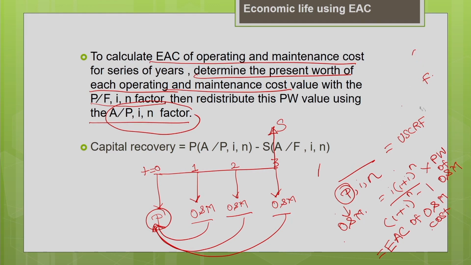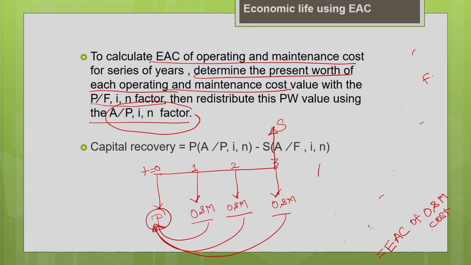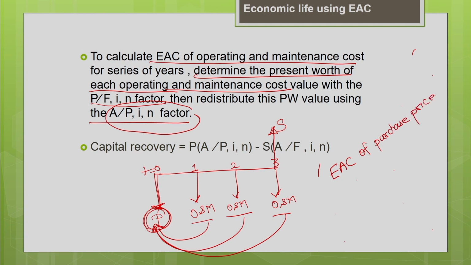Now similarly, let us see how to find the equivalent cost of the purchase price and how to find the equivalent cost of the salvage value. The purchase price is made at time 0, and you are going to convert it into an equivalent annual cost. So now let us calculate the equivalent annual cost of the purchase price of the machine.